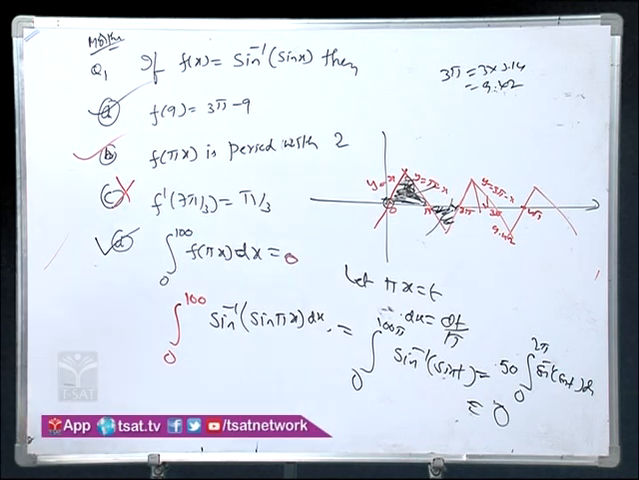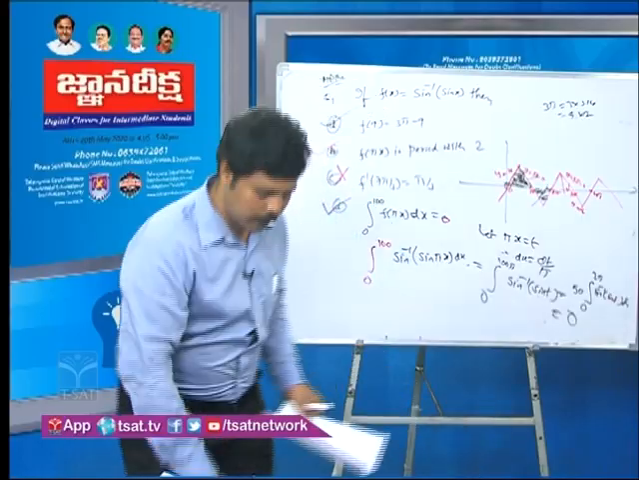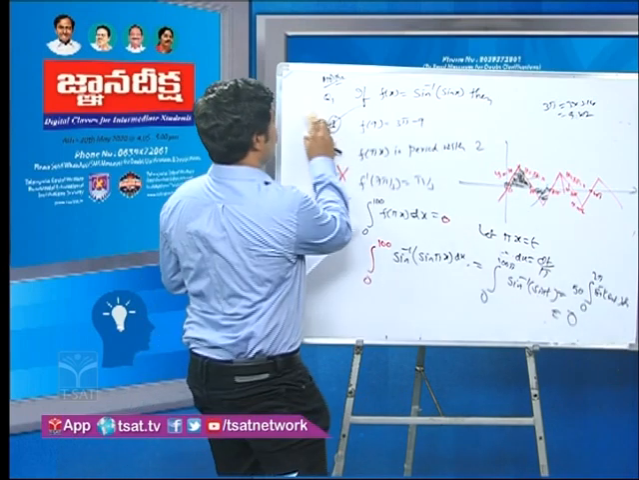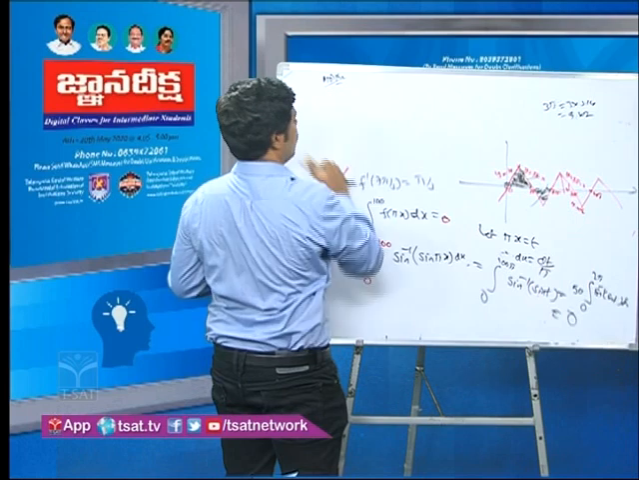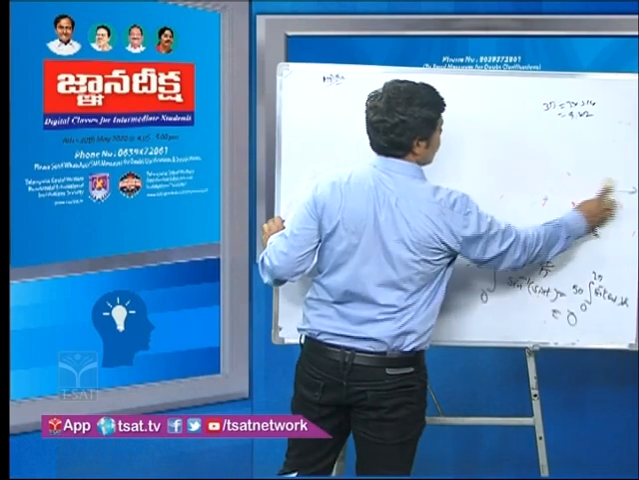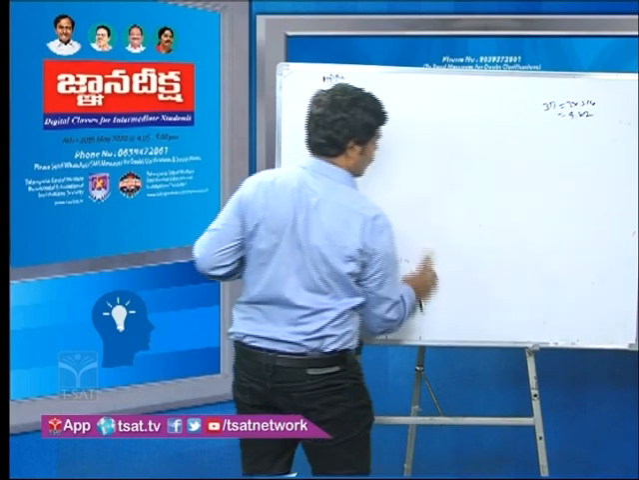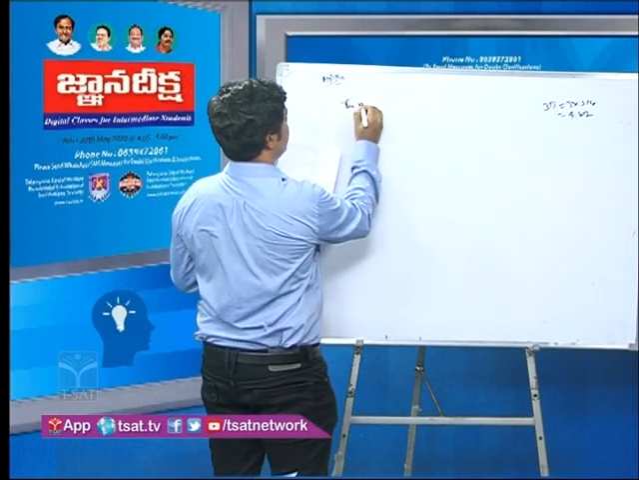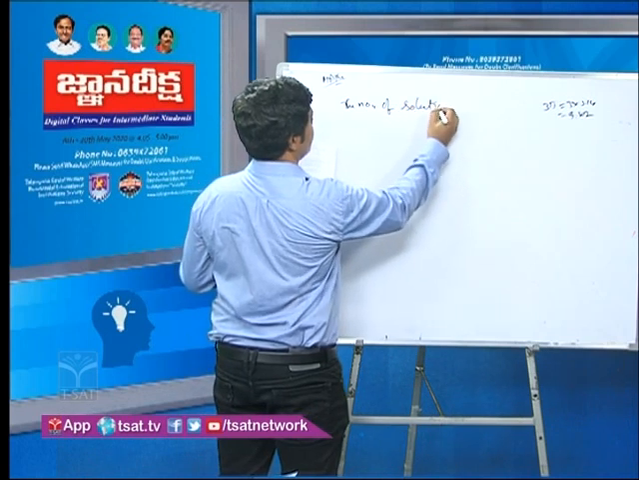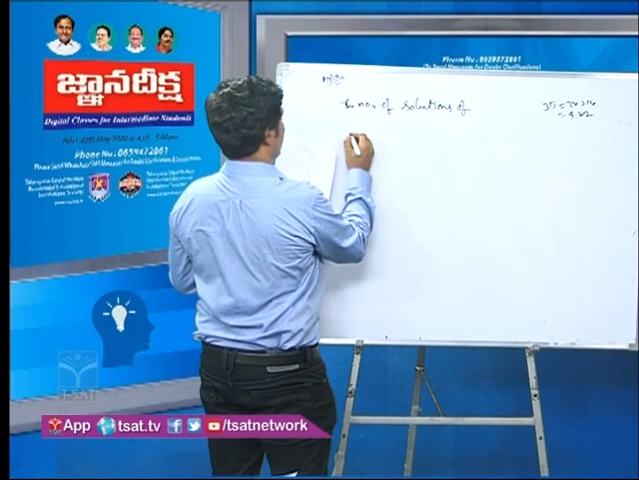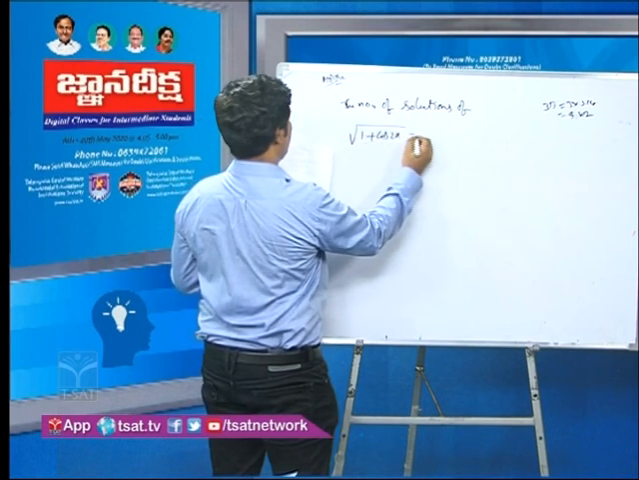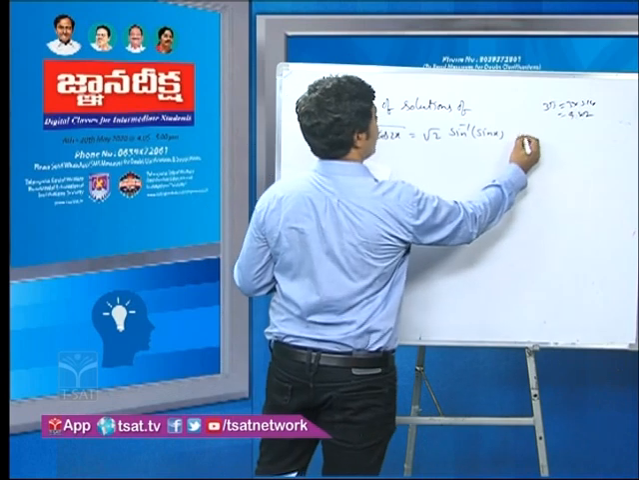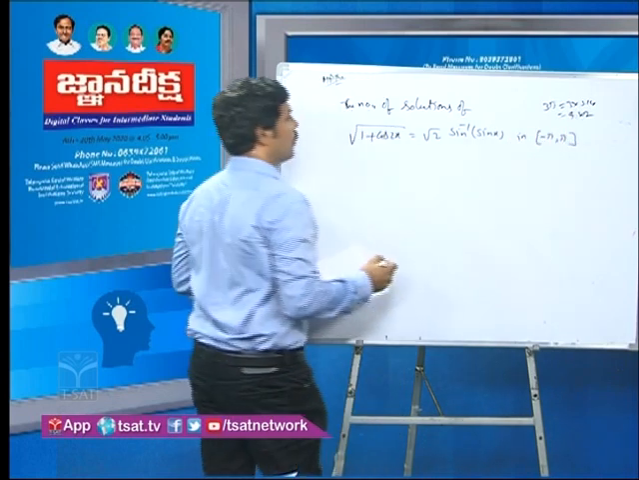Okay, and one more example is there: the number of solutions of root of 1 plus cos 2x is equal to root 2 sin inverse of sin x in minus pi to pi.